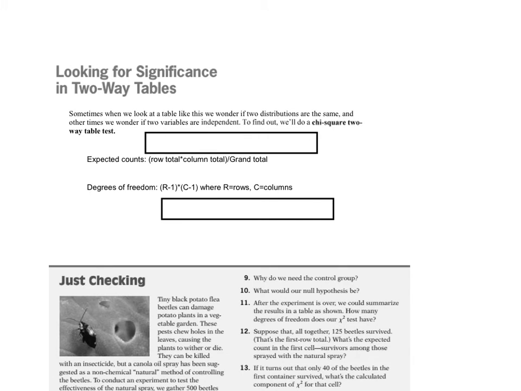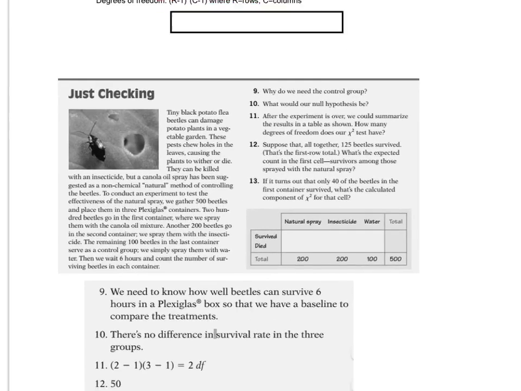Okay, significance in a two-way table. So I just wanted to remind you that the expected counts are a little different when it's a two-way table. You want to do row total times column total divided by grand total. And your degrees of freedom are a little bit different. It's row minus 1 times column minus 1. Okay, that's your degrees of freedom for that case.